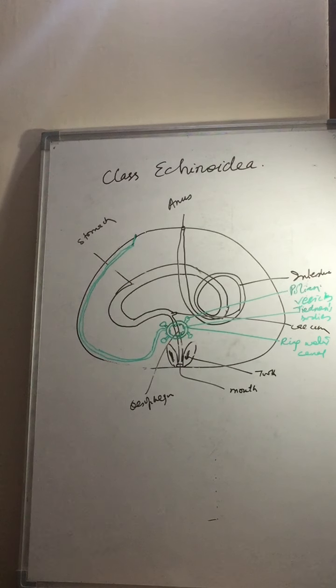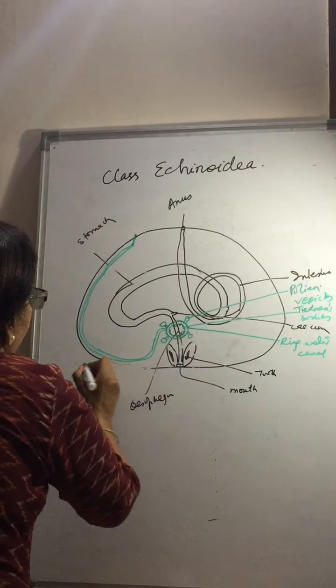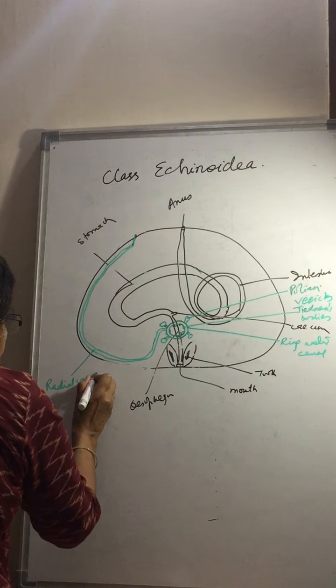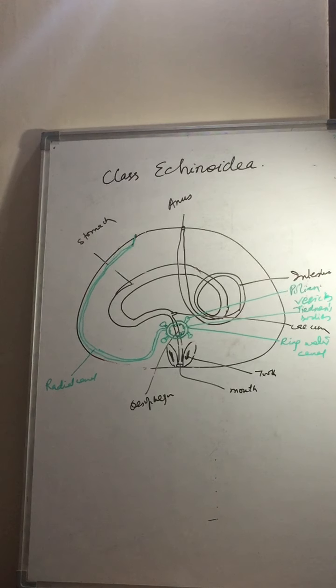So now this is the ring water canal. This is the radial canal, and this is the radial canal.